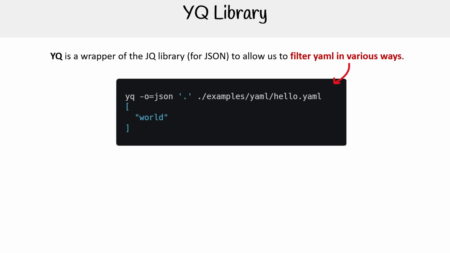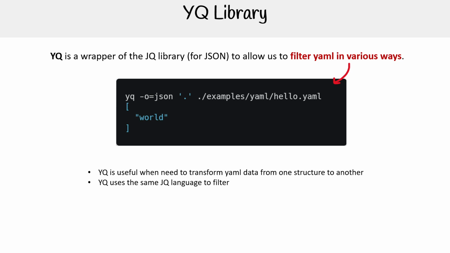Now, yq is not a cloud-specific thing. It's just a very useful tool that I think you should know. As working in the cloud, you're often working with JSON or YAML files, so we should know these very common tools. yq is useful when you need to transform YAML data from one structure to another. It uses the same jq language to filter information.